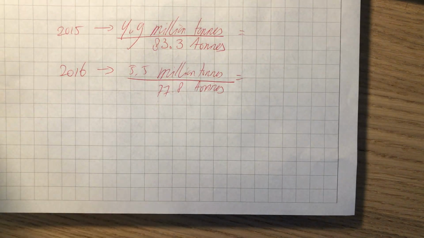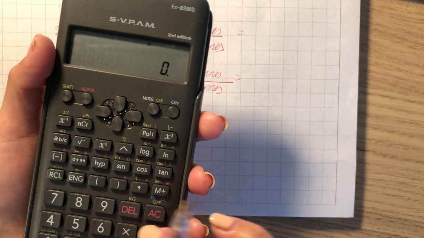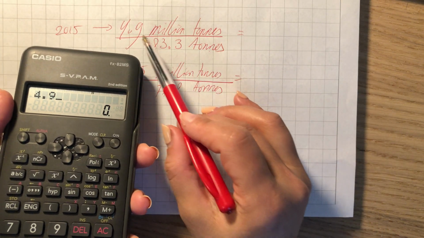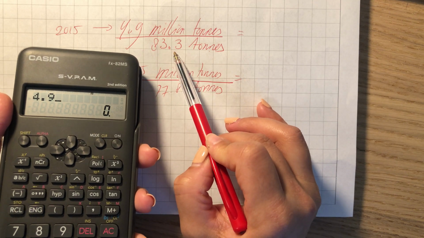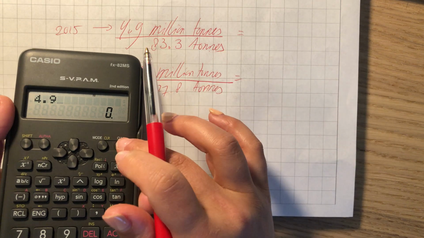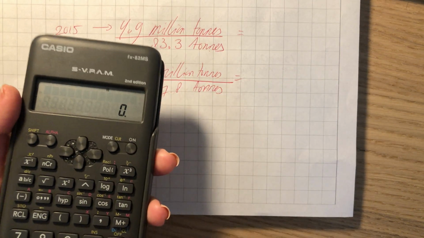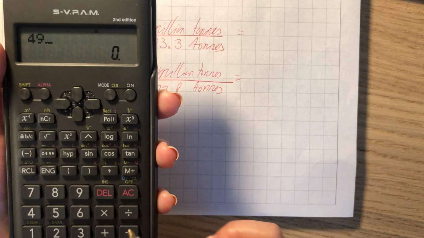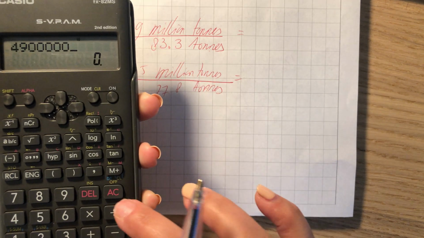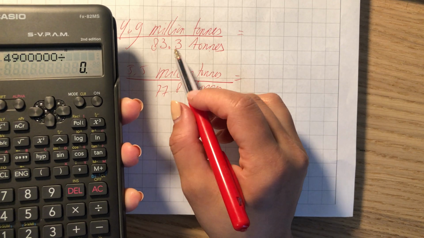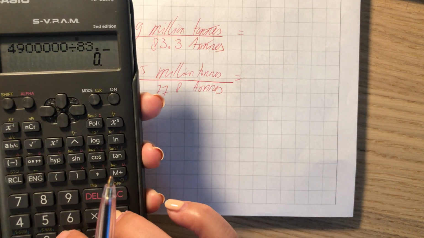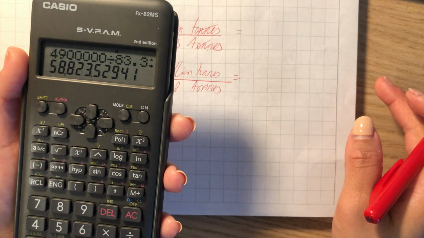How do we do this? Okay, so both of them are tons. So you add 4.9, you don't have to add a million, but you see this is a small number, this is a large number. So maybe it's better to add all the zeros. So that's what we're gonna do. 4.9 million is the same as 49 with 5 zeros. 1, 2, 3, 4, 5. Okay, then we divide by 83.3 tons. They have it already both, so we don't have to think about that. Eventually we get this amount.